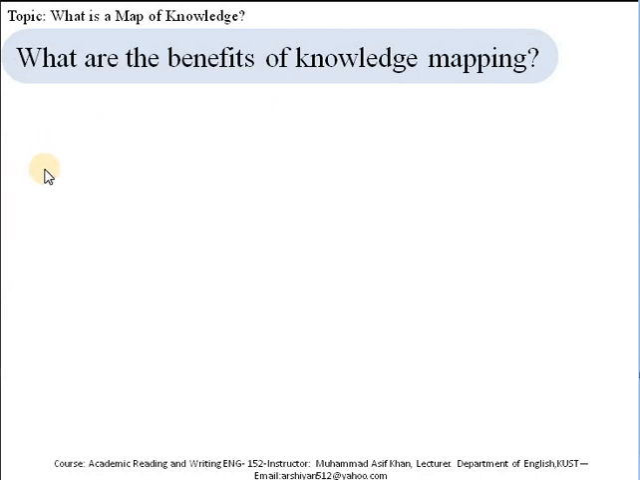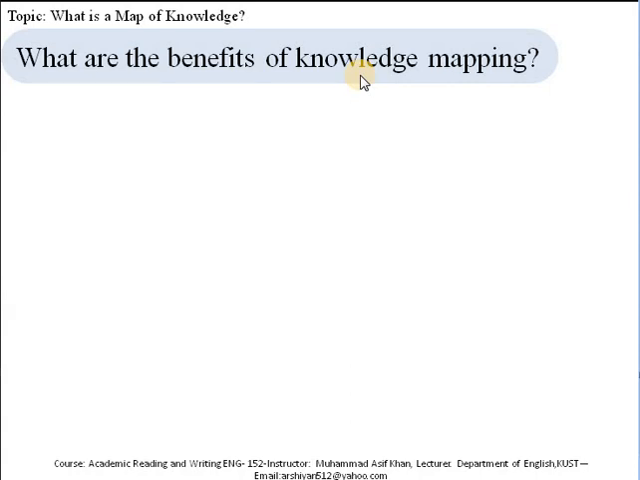So what are the benefits of knowledge mapping? We already discussed that understanding the basic or core ideas helps us to understand the secondary or peripheral ideas, and in this way, when we start thinking within that system, it becomes very easy for us to understand the whole system, because when we understand the meanings of the basic ideas, it becomes very easy for us to think within that system as a whole.